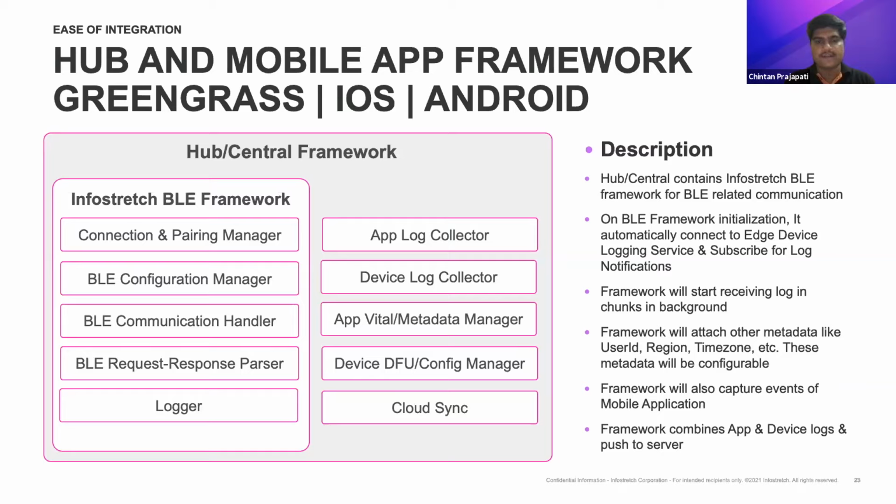The app log collector will collect log data from the mobile itself. It will sync the log data and event data from our device. The app vital and metadata manager will collect common data like CPU usage and memory usage. Device firmware update is responsible for downloading firmware from the server side and pushing it to the microcontroller, and cloud sync combines all the events captured from the edge device and mobile device and sends them to our server. So this is mainly the responsibility of the mobile app framework.